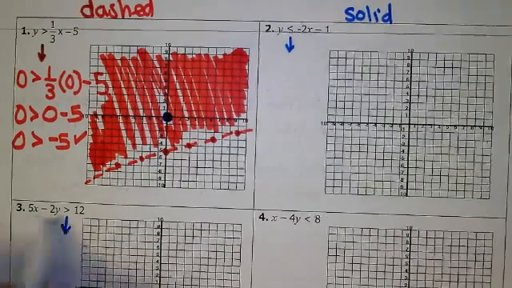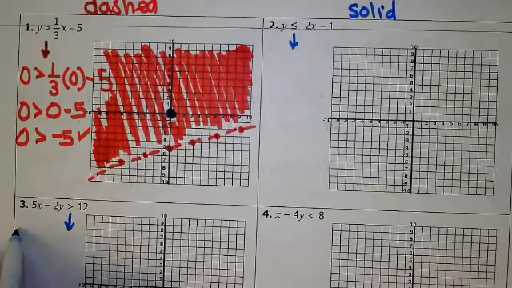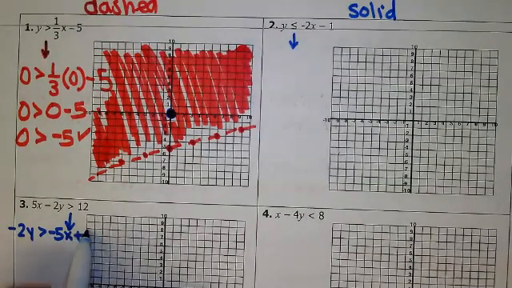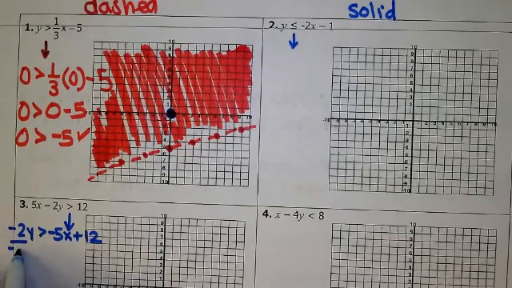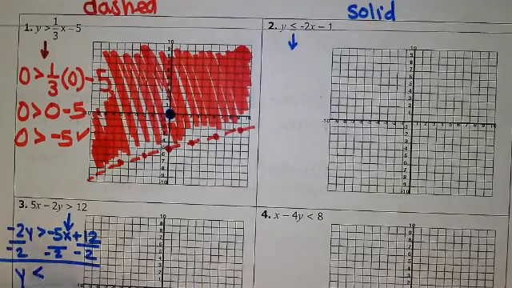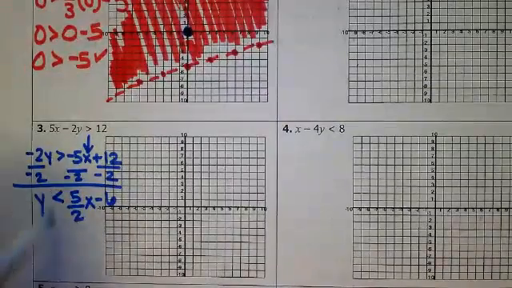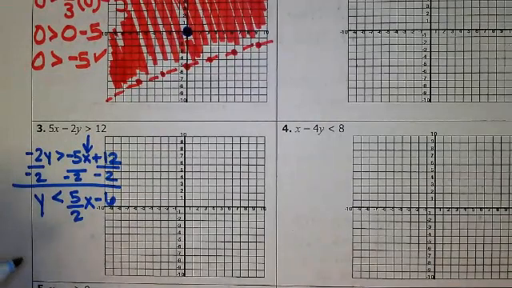All right, so the problem with this one is it's not in y equals mx plus b format, so you have to get it in that format. So I'm going to subtract 5x from both sides, and then I'm going to divide by -2. And when we divide by a negative number, if you remember, we have to flip our symbol. I know, that wasn't fun. So our y equals is y less than 5 halves, that's our slope, x minus 6.